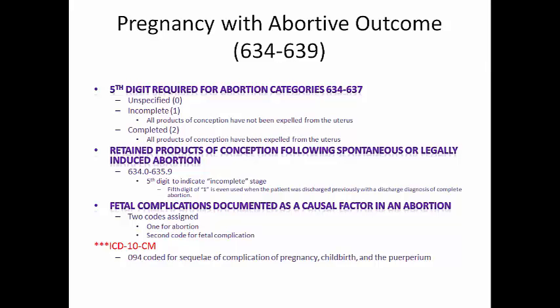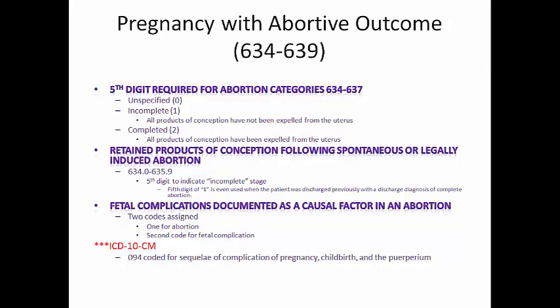The coder would choose a 5th digit to indicate incomplete stage, or the 5th digit of 1 is even used when the patient was discharged previously with a discharge diagnosis of complete abortion. So fetal complications that are documented, the coder is going to have 2 codes, one for abortion and a second code for that fetal complication.